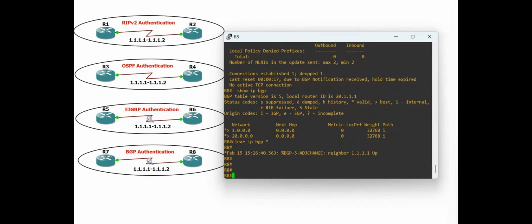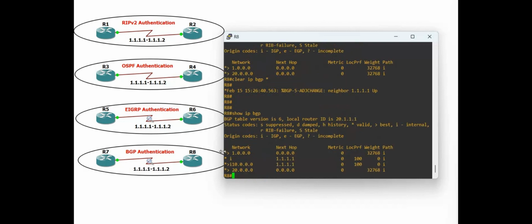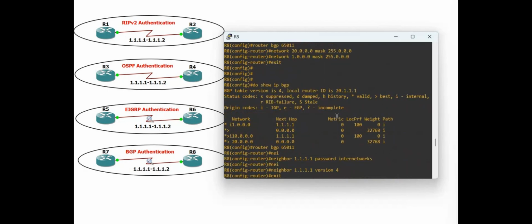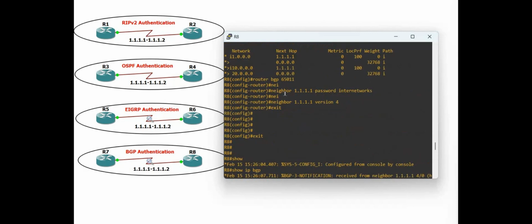Now let's see. Show IP BGP. Before, we didn't have the 10 dot network over here. Now we get the 10 dot network. So this is how you can configure routing protocol authentication for RIP, OSPF, EIGRP and BGP. The configuration is very simple. You just need to write down the neighbor, the neighbor address, password, name, and the version.